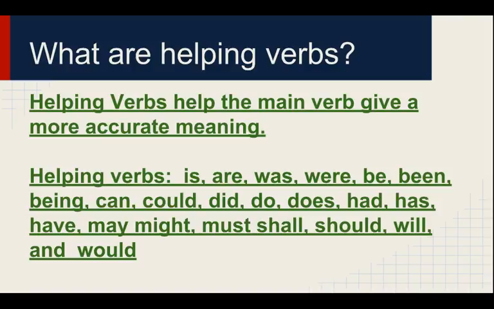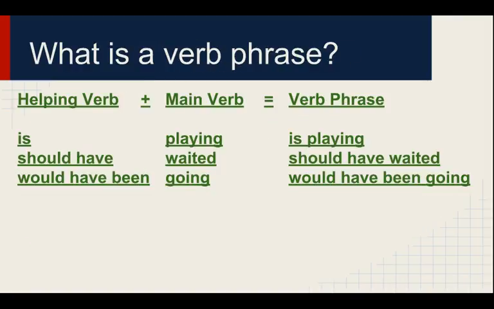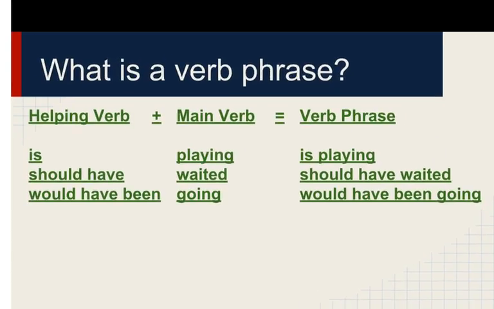Some examples of helping verbs are is, are, was, were, be, been, being, can, could, did, do, does, had, has, have, may, might, must, shall, should, will, and would. A verb phrase is a helping verb, if there is one, plus the main verb, and this equals the verb phrase. Is is a helping verb. Playing is the main verb, so is playing is the verb phrase.